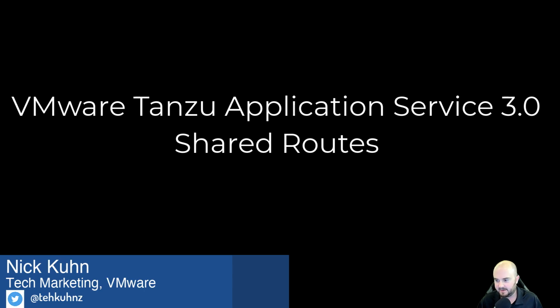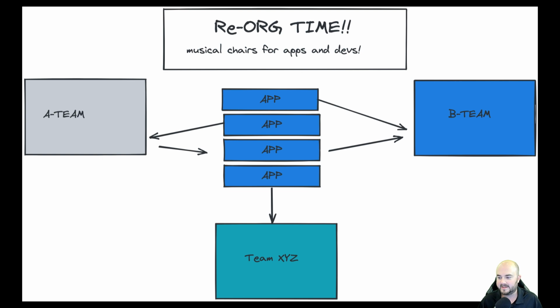Today we're going to talk about the shared route functionality now available in VMware Tanzu Application Service 3.0. This functionality really focuses on dealing with the people problem of a reorg or organizational change within a company. Many times, applications are transferred between different development teams, and before this feature, app teams had to take outages to move these applications around within the platform.